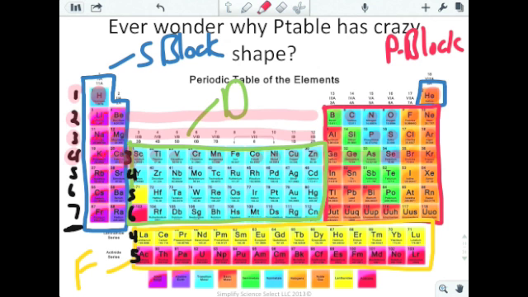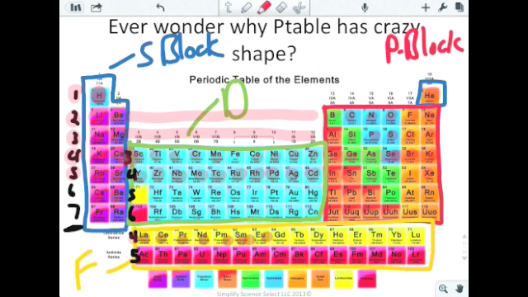And you come back, 5. And then what block is this? S. Then 4D. And after 4D, that's 5P. Then you come down here and 6S. And then after 6S, you have 5D, and you go 4F. Don't forget these guys down here. And that follows the Aufbau principle as well.